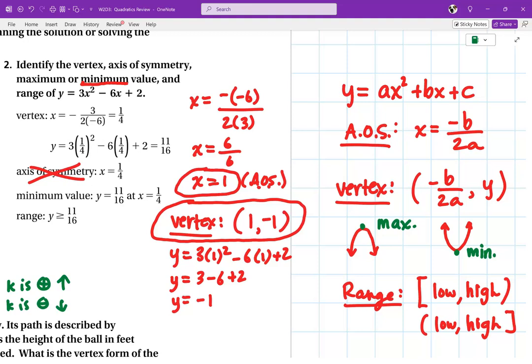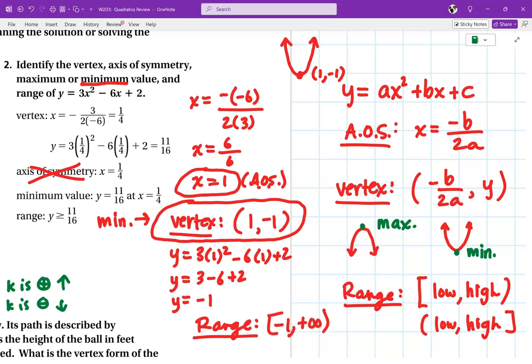They asked me, is it a minimum? Yes, it is. At the vertex, I can put min right here, on the left side. That's a minimum value. So if the vertex is a minimum value, that means the graph looks something like this. I'm going to draw it over here. And this point is 1, negative 1. The lowest it goes is negative 1. So my range, I'll write it right here, is going to be from negative 1 to positive infinity.